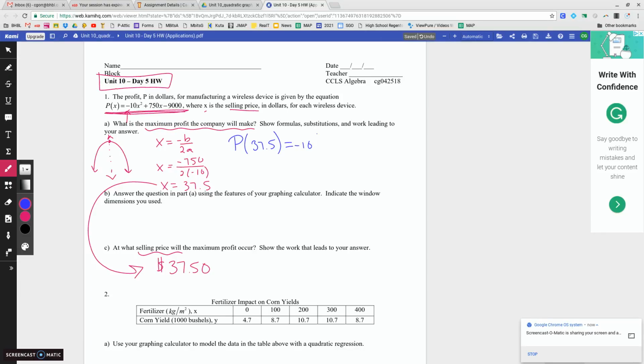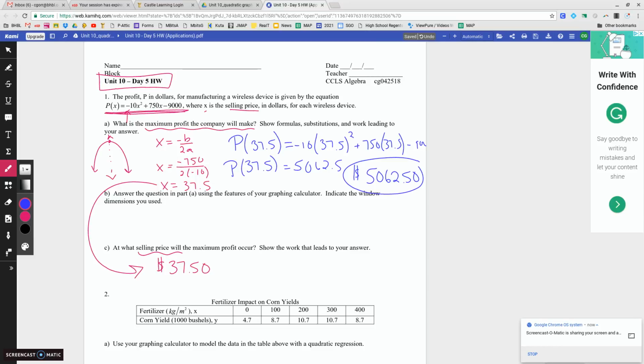So I've got negative 10 times 37.5 squared plus 750 times 37.5 minus 9,000. So my P of 37.5, calculate there. I end up with 5,062.5. Okay, so in dollars, $5,062.50 is my max profit.